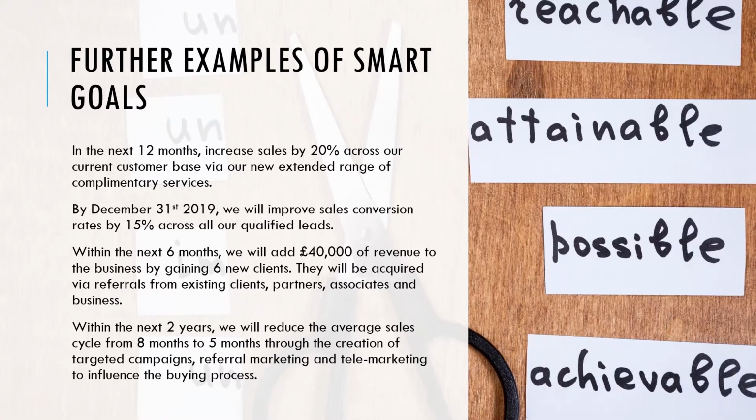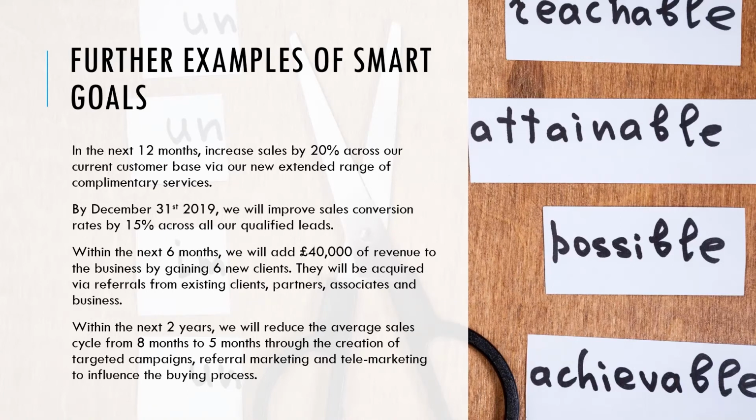Some further examples of SMART objectives could be: in the current 12 months, increase sales by 20% across our current customer base via our new extended range of complementary products. Or by December the 31st, 2019, we will improve sales conversion rates by 15% across all our qualified leads. Maybe you could say, within the next 6 months, we will add £40,000 of revenue to our business by gaining 6 new clients. We can go deeper by saying they will be acquired via referrals from our existing clients, partners, associates and business. Or within the next 2 years, we will reduce the average sales cycle from 8 months to 5 months through the creation of targeted campaigns, referral marketing and telemarketing to influence the buying process.